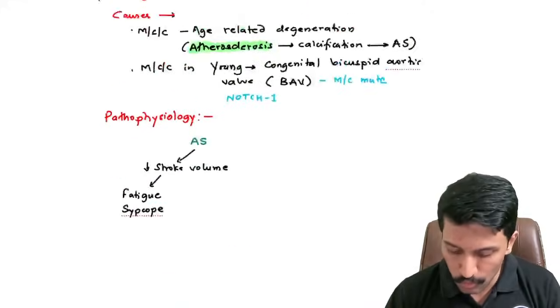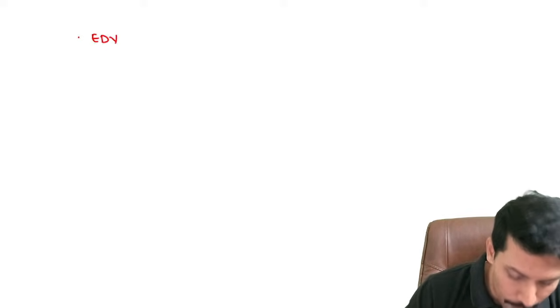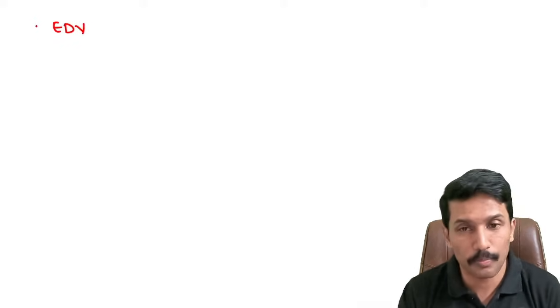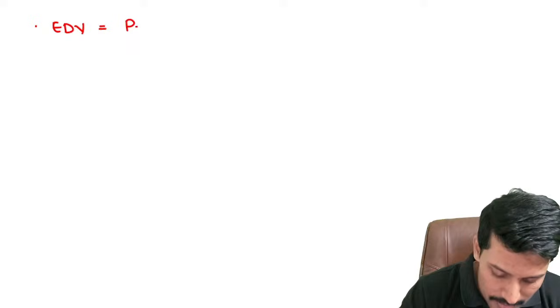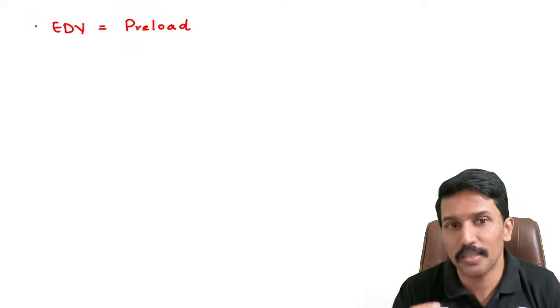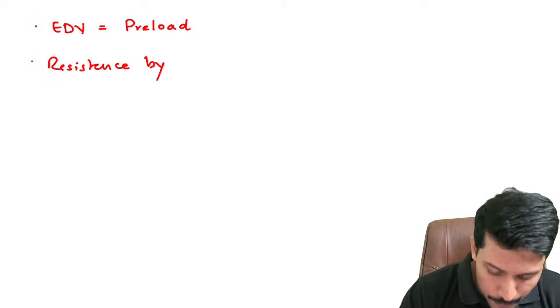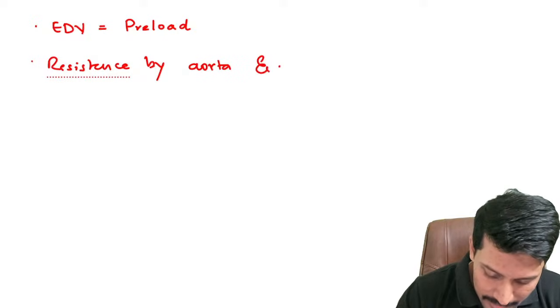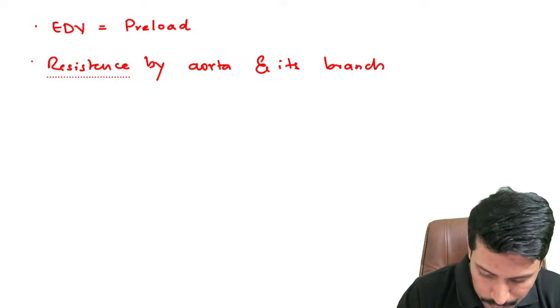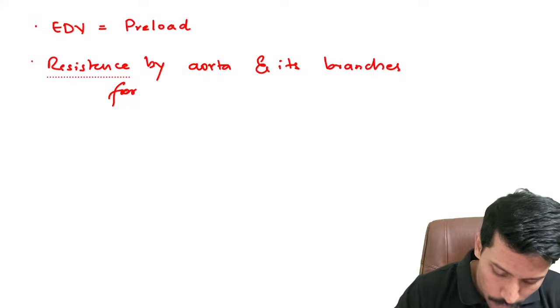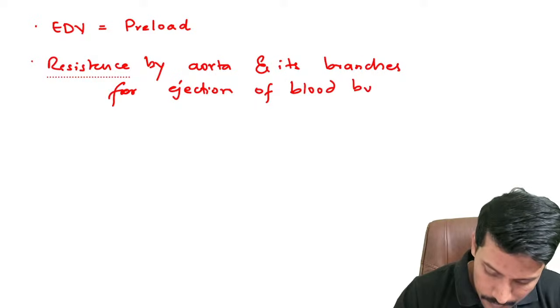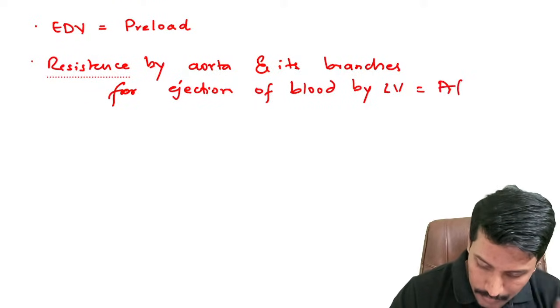For those who don't know, let me write some key terms that might help you for revision. The first term is end diastolic volume, the amount of blood present in the ventricle at the end of diastole before I start the systole, and that is also called preload. The more it is, the more work is done by the ventricle. Second, the resistance by the aorta and its branches for ejection of blood by the left ventricle, we will call that afterload.